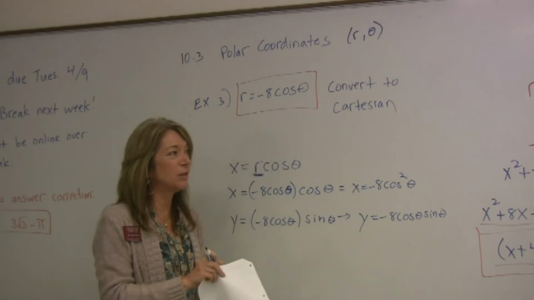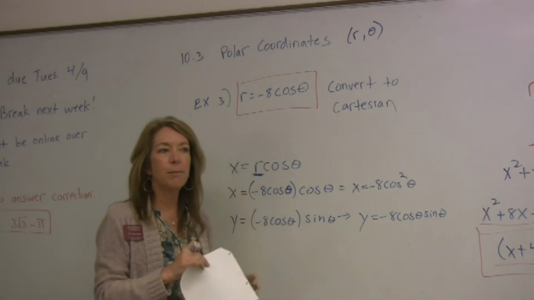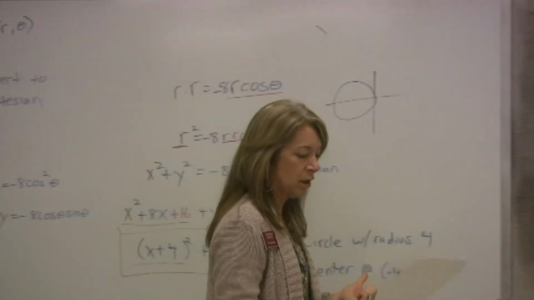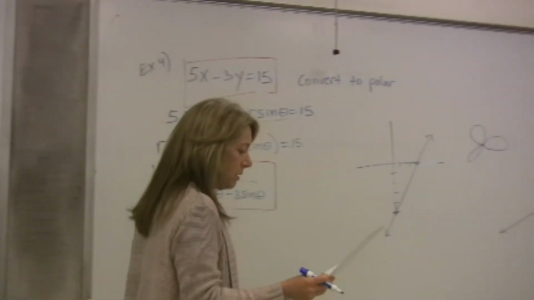So there's 3 types of circles. They just get shifted left, right, up, down, or stay at the center. And then there's these cool things called cardioids, limaçons, and roses.